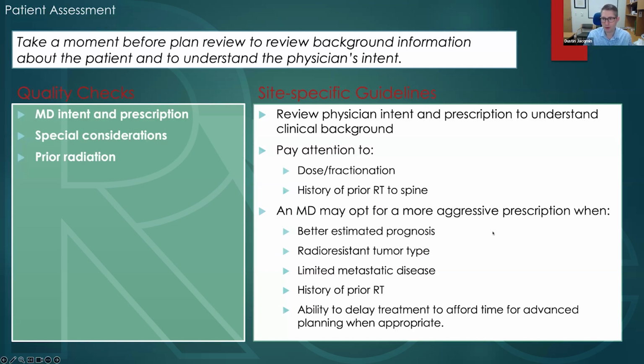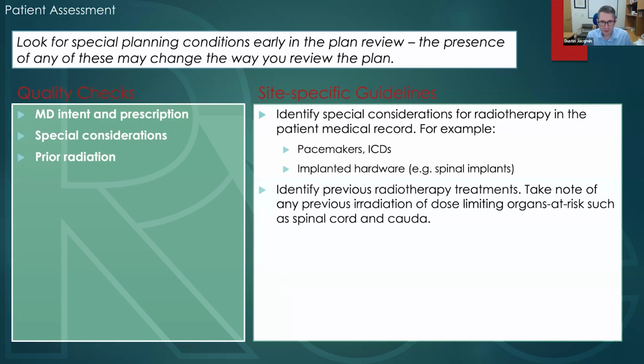A physician might opt for a more aggressive prescription under different circumstances: better prognosis, a radio-resistant tumor type, or limited metastatic disease, where they might want to improve the chance of durable cure. With a history of prior RT, if you've treated a location and the disease has come back, then usually you want to be more aggressive the second time in order to improve the odds of cure. And finally, being more aggressive, with higher prescription dose and fewer fractions, maybe requires more advanced planning. And so if the patient can tolerate an extra day or two of planning time, that's something that the physician may consider as well.